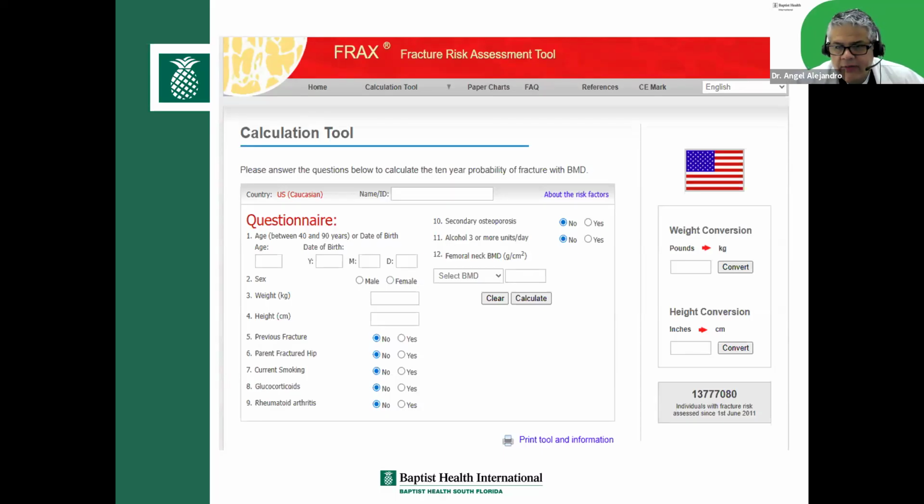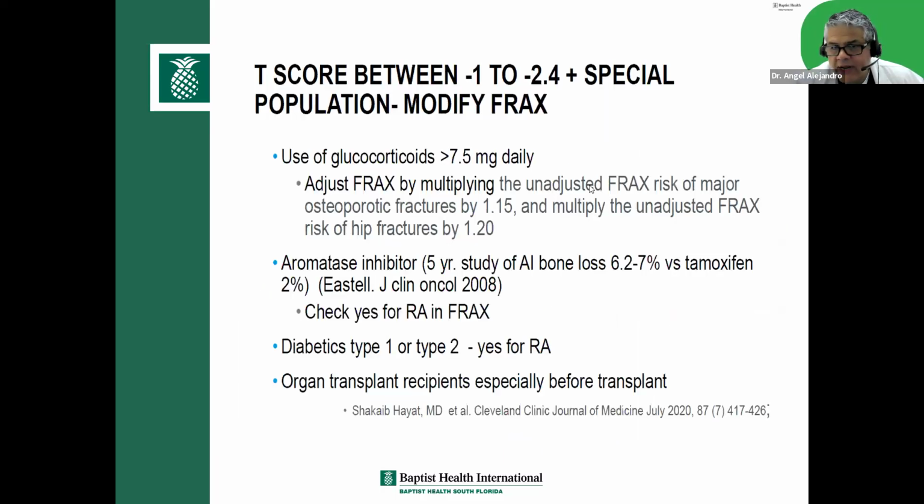So in that case, what they recommend is whatever number you get from the FRAX score, you multiply it by 1.15 for the 10-year risk of major fractures, or you multiply the FRAX score by 1.2 for the hip fracture. So that's how we adjust for the glucocorticoids.